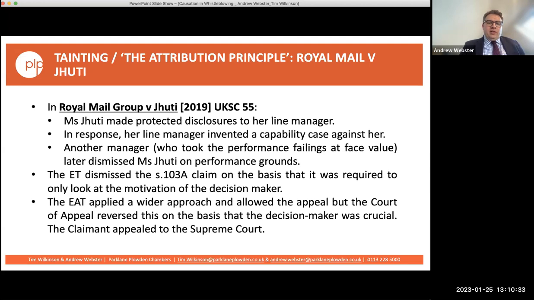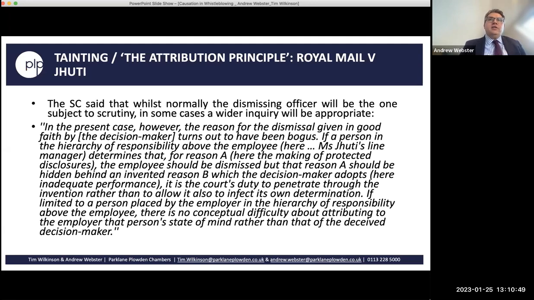Well, the matter went to the EAT, who allowed the claimant's appeal on the dismissal point. The Court of Appeal then reversed that decision, and the matter ended up at the Supreme Court. And I've included, because it's as neat as any other way of doing it, the full relevant part of the judgment, which, if you bear with me, I'm going to read out because it's worth doing. In the present case, however, the reason for the dismissal given in good faith by the decision maker turns out to have been bogus.